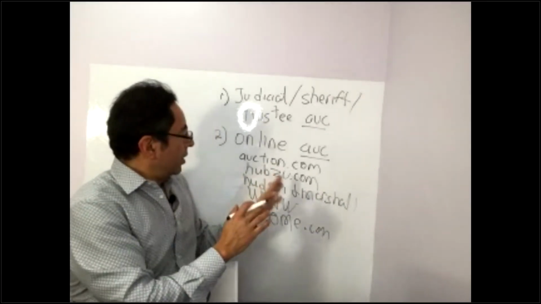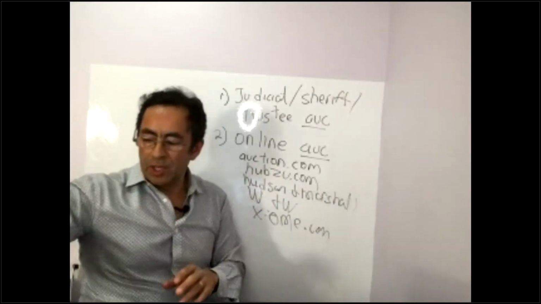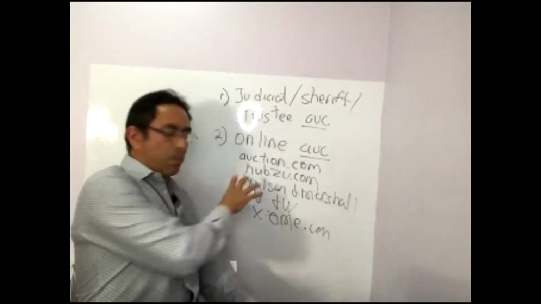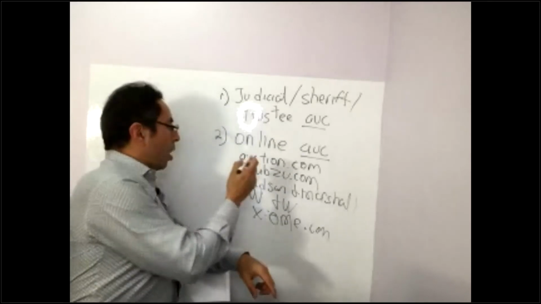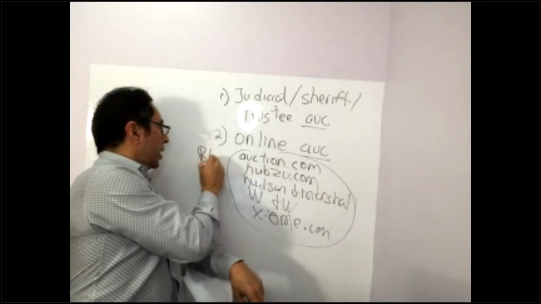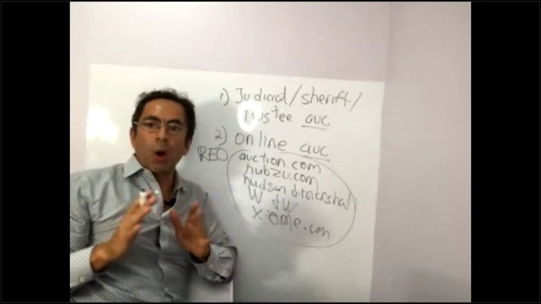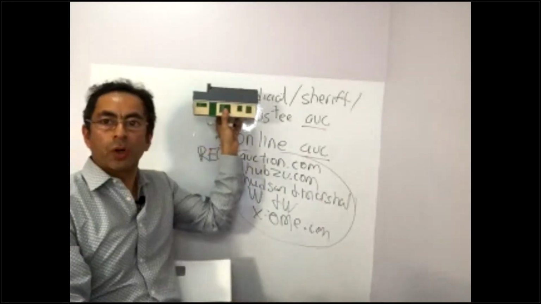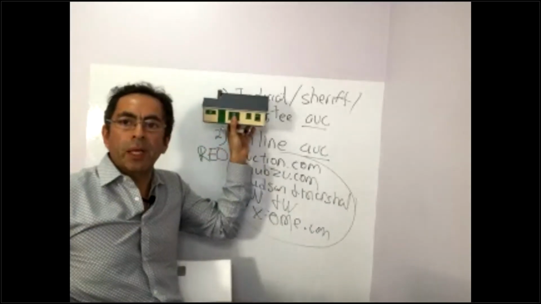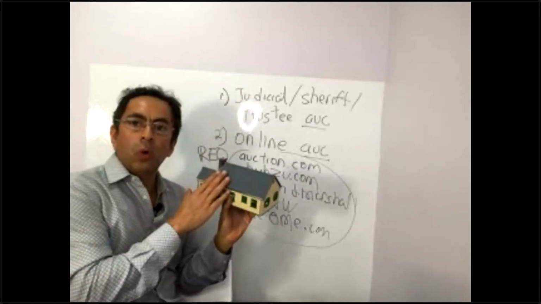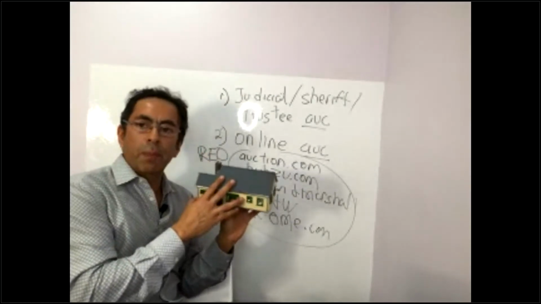Now, why are they so important? Because the difference between the judicial auction and the online auction is that all these properties that go into these auctions are REOs, bank-owned properties. So this property went to the judicial auction, and guess what? Nobody bought the property. So what happened next is that the bank took over the property. So the bank repossessed the property.